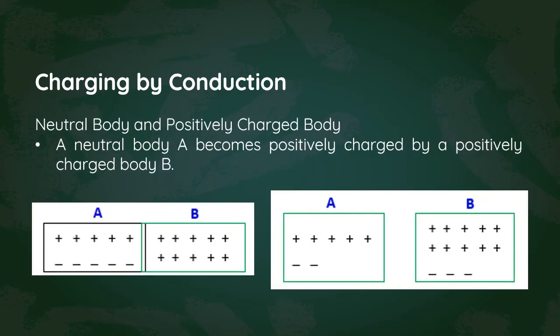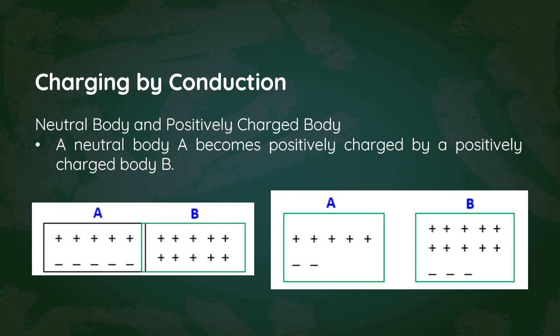So, charging a neutral body with a positively charged body. A neutral body A becomes positively charged by a positively charged body B. So we have here body A, which is neutral, and body B, which is positively charged.